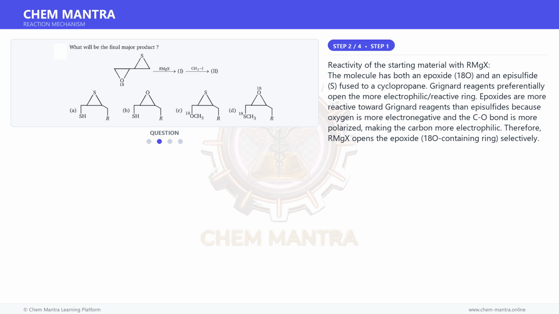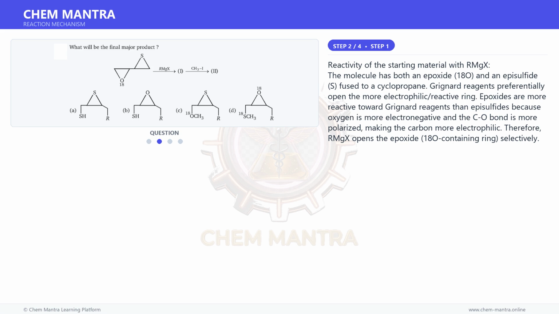Moving on to the next step. Reactivity of the starting material with RMgX. The molecule has both an epoxide, 18O, and an episulfide, S, fused to a cyclopropane. Grignard reagents preferentially open the more electrophilic reactive ring.